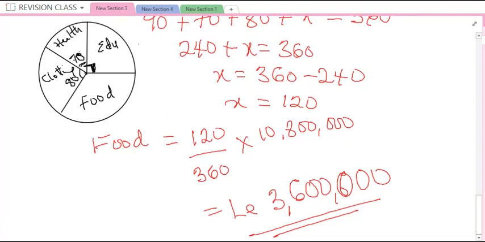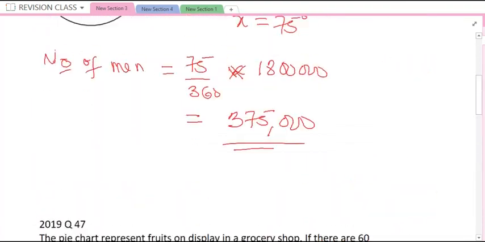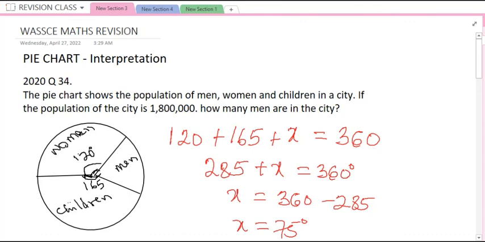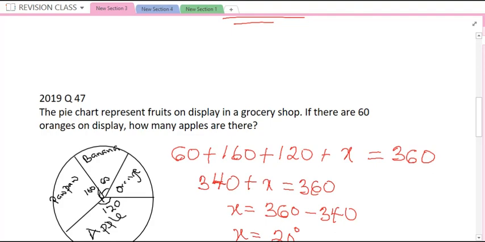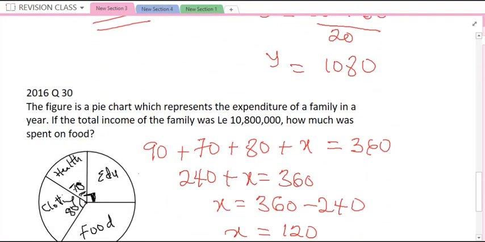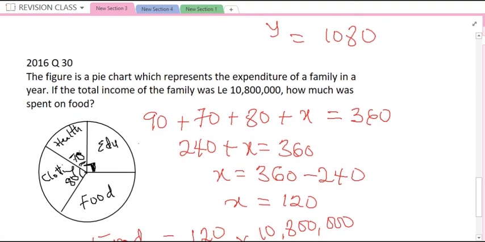In this video class, we've been able to solve questions on interpreting a pie chart. We picked a question from 2020, question 34, a question from 2019, question 47, and a question from 2016, question 30. I would advise you to comb through your past questions and try to solve more questions on this aspect of mathematics.